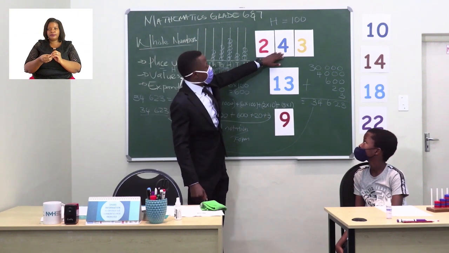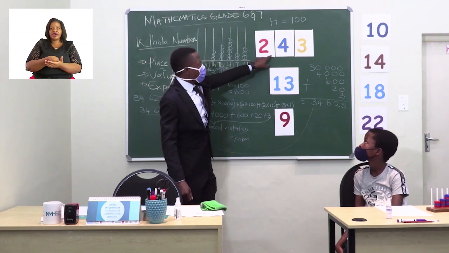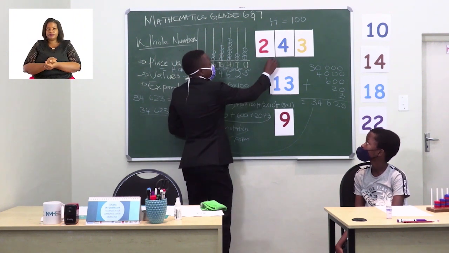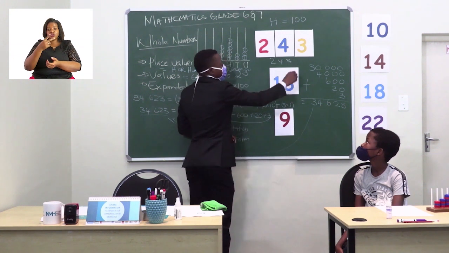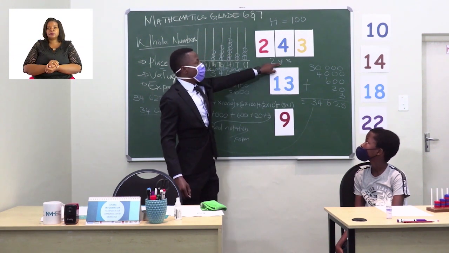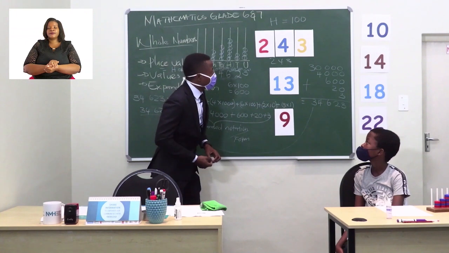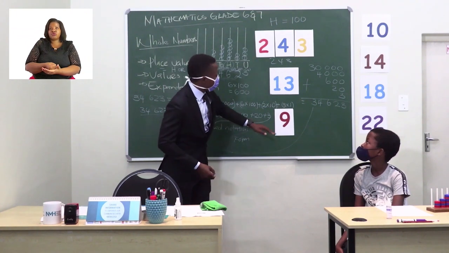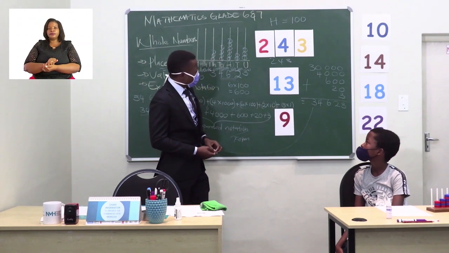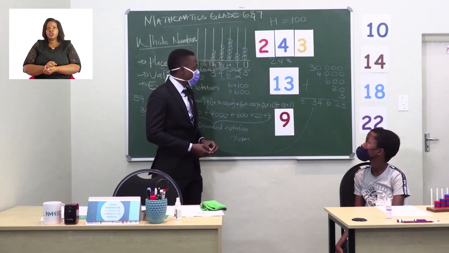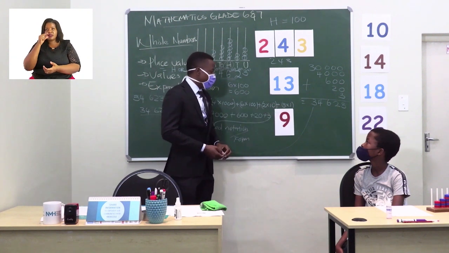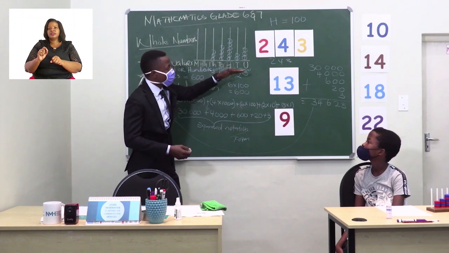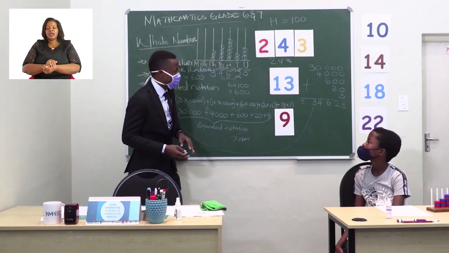You can also try this number here. First of all, we have 243. You need to know how to write this in words. You can try it in a minute. We have 13 here. You can also try to write it in words. And we have 9. You need to know also how to write 9. That is just for you to know how to write the numbers in words.